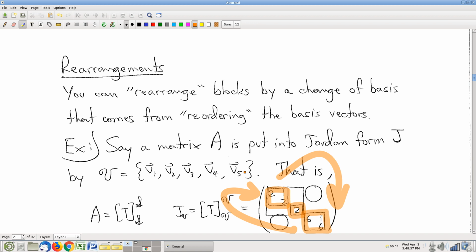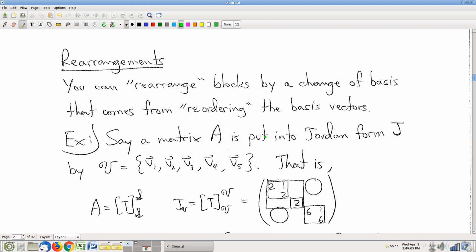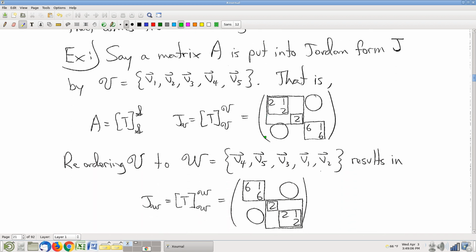And the question I want to address here is, what is really going on there? What does it mean to shuffle blocks? Is that in any way natural? And if so, how? It turns out that it is. Rearranging blocks can be accomplished by reordering the basis vectors. A bunch of little details to keep track of here. Let's suppose that I've got a matrix and I put it into Jordan form using that basis, and let's suppose that our result looks like that.